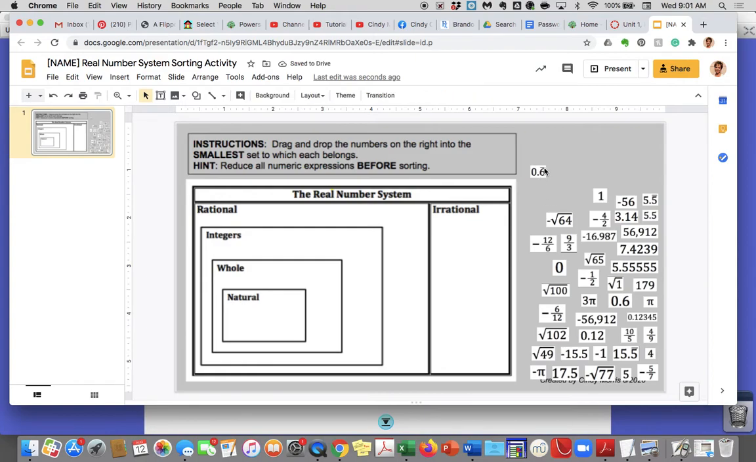Like if I had this one right here, 0.6, and it does have the bar on it, which, remember, the bar means that it repeats. So I have a 0.6 that repeats. Well, by definition that's a rational, and I can't go any smaller than a rational number. So I drop it into that layer. Okay, so you want to go to the smallest layer you can. So like 0: is it rational? Yes, it is, but that's not the smallest layer. Is it integer? Yes, but that's not the smallest layer. You want the smallest subset.